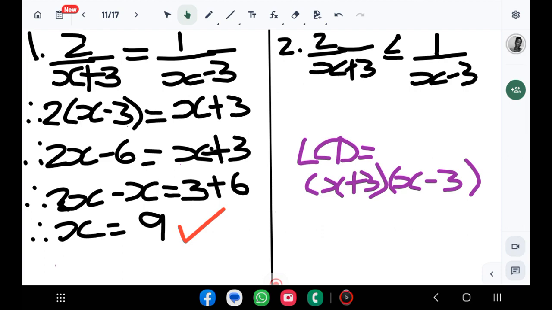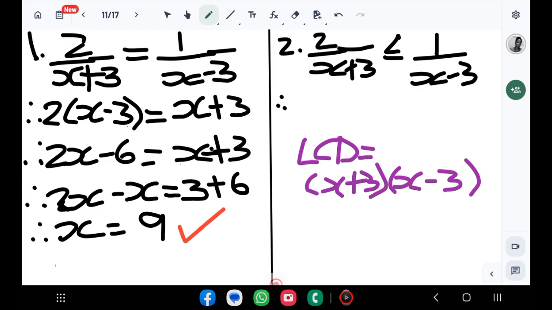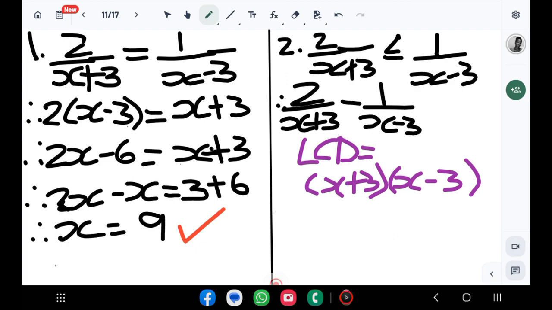That's step number 1. Take everything to the left-hand side, so you have, therefore, 2 over x plus 3 minus 1 over x minus 3 is less than or equal to 0. Now that you've got everything to the left-hand side, you find the lowest common denominator, which is x plus 3 times x minus 3.